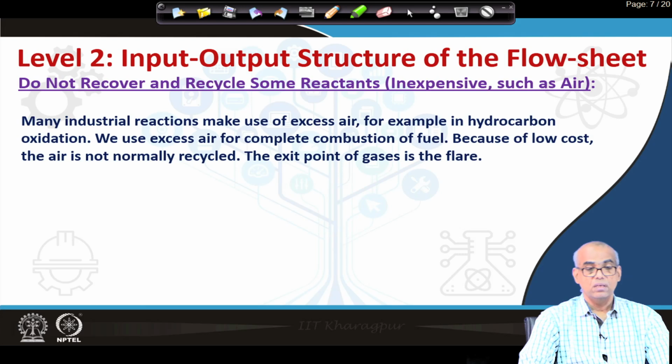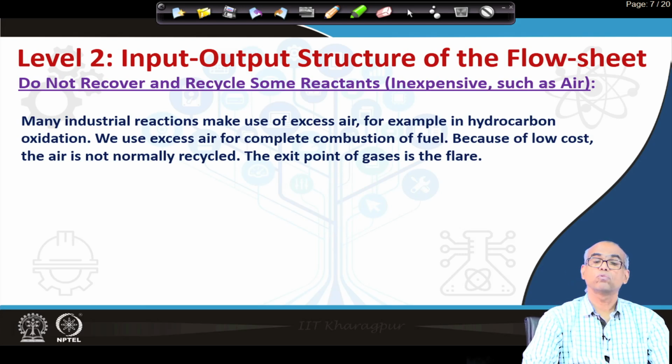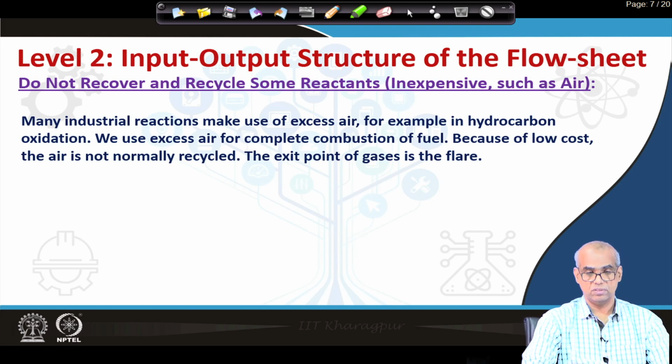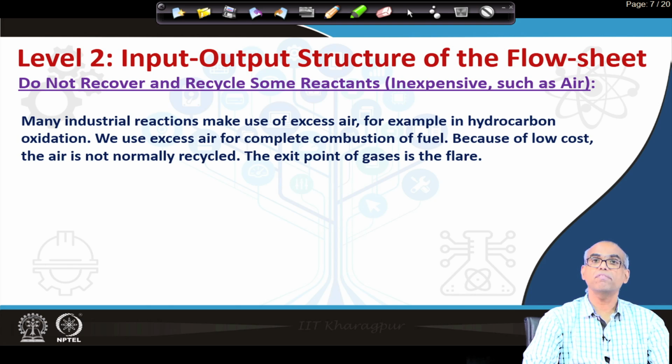Next, do not recover and recycle some reactants. What kind of reactants? Those which are inexpensive, such as air. Air is used in several industrial operations. For example, in hydrocarbon oxidation, we use excess air for complete combustion of fuel. Now, because of low cost, the air is not normally recycled. The exit point of gases is the flare.